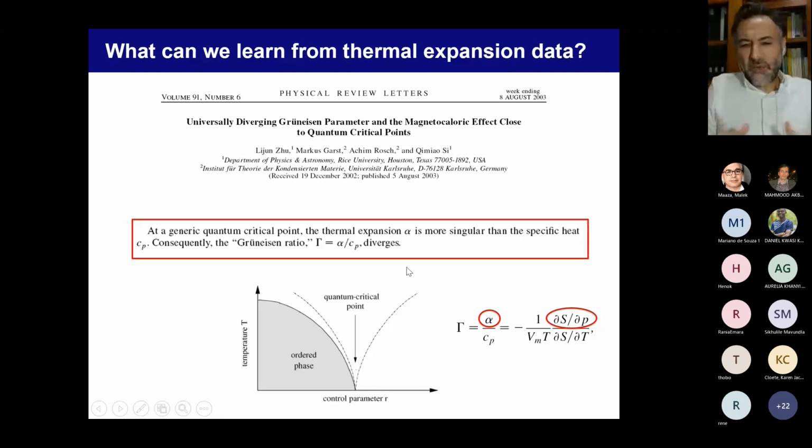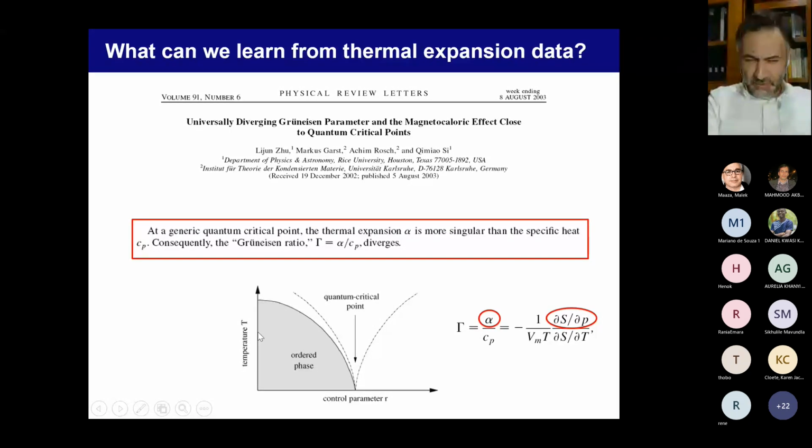And the question is, why does this happen? And the answer is, once you bring the system, now it's not a classical phase transition, as I mentioned before, which are driven by thermal fluctuations. Here we have a control parameter, which can be pressure, magnetic field, doping.